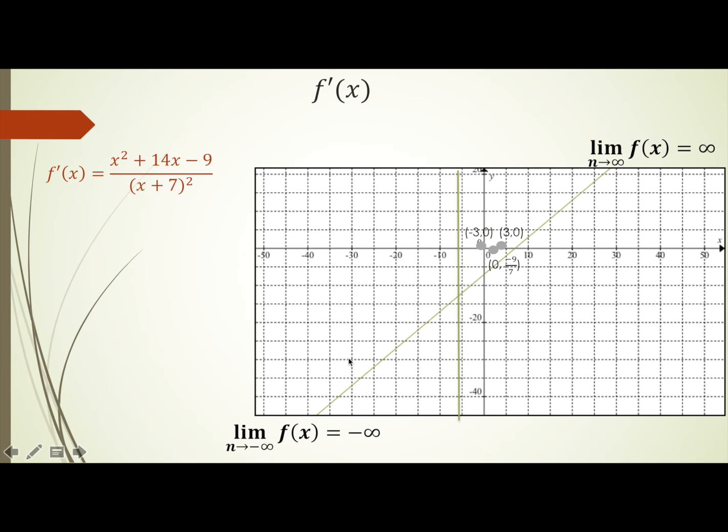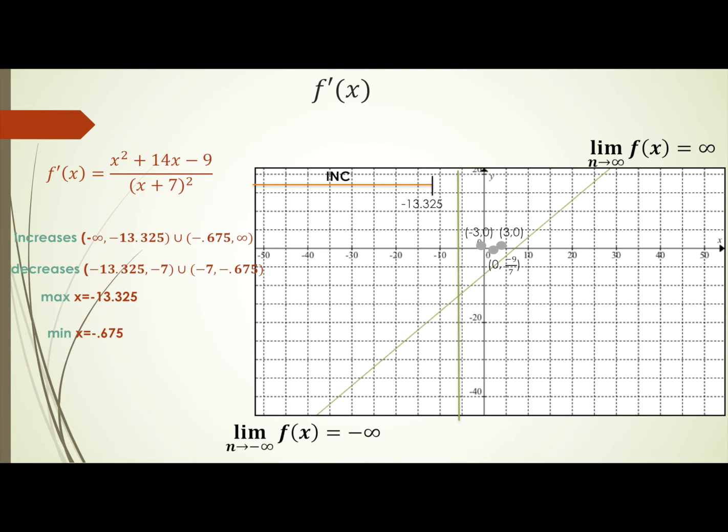Let's go back to the graph. This is what we just found. It is increasing from negative infinity to negative 13.325, which is on this interval right here. It is decreasing from negative 13.325 to negative 7, which is on this interval. It's still decreasing from negative 7 to negative 0.675, which is on this interval. And lastly, it's increasing the rest of the way, negative 0.675 to infinity.